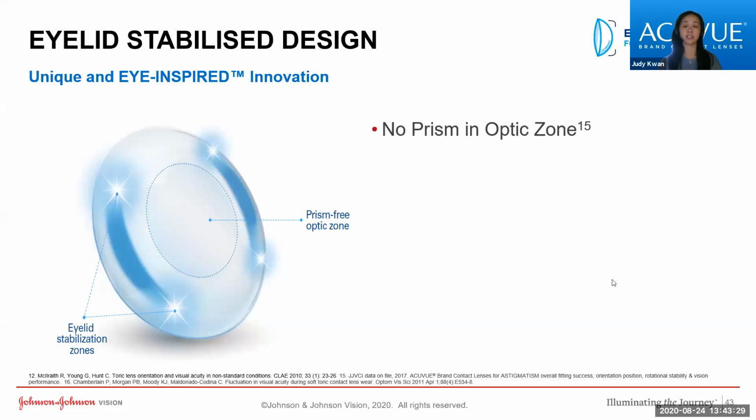Now, as I've mentioned, our AccuView design is eyelid stabilized. And what that potentially means is we have 4 stabilization zones that work with the eyelid on the blink to rotate the lens into position. Because it is utilizing the blink, and because there is no thick portion at the bottom, the thickness profile across the center of the lens is actually quite uniform, which results in no prism effect across the optic zone. We will elaborate a little bit further on this prismatic effect that is noticed in other contact lenses.